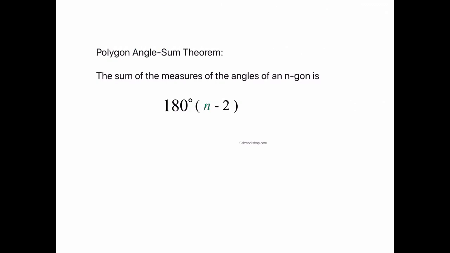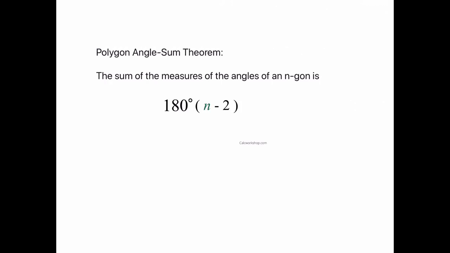All right, now we're going to move on to the polygon angle sum theorem, which is our first theorem for this lesson. It says that the sum of the measures of the angles of an n-gon is the following equation. You take the number of sides minus 2 and multiply it by 180.